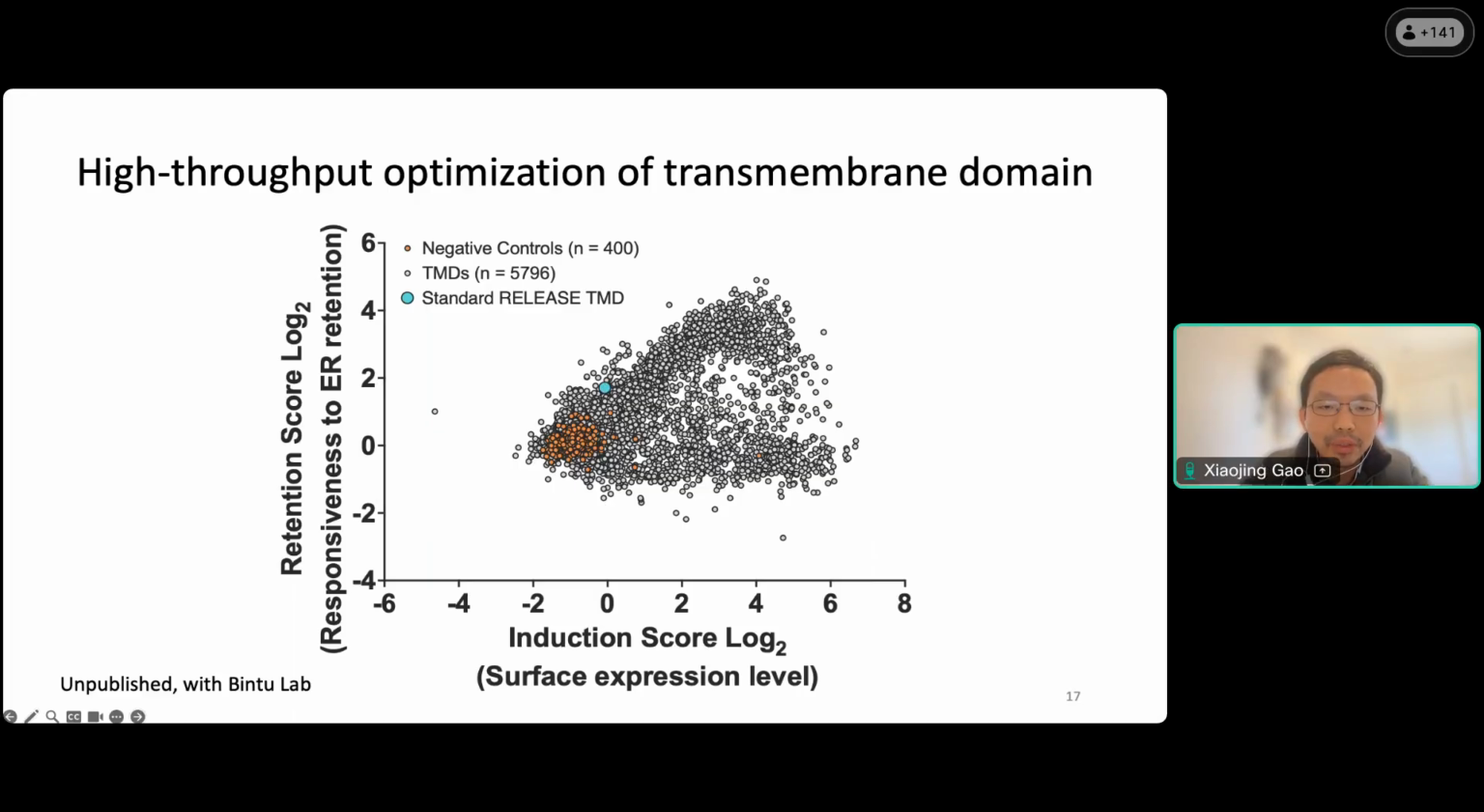And this also gives us more data to mine, because there are all these non-trivial patterns, and we are now trying to write machine learning algorithms to figure out, among these similar transmembrane domains, what features determine their responsiveness to ER retention regulation and their expression level on the surface, and how we can use that to predict the consequence of some of these clinically observed variants and how they will affect protein secretion.